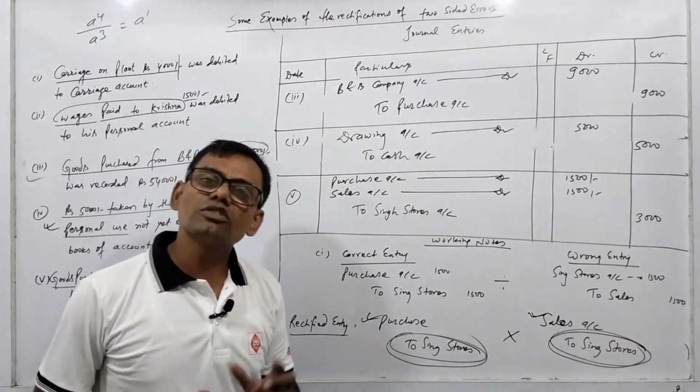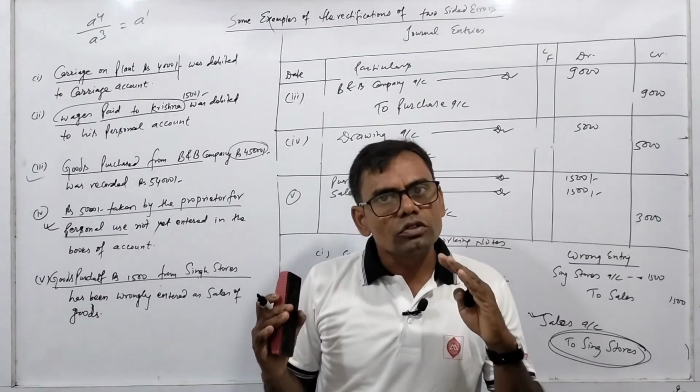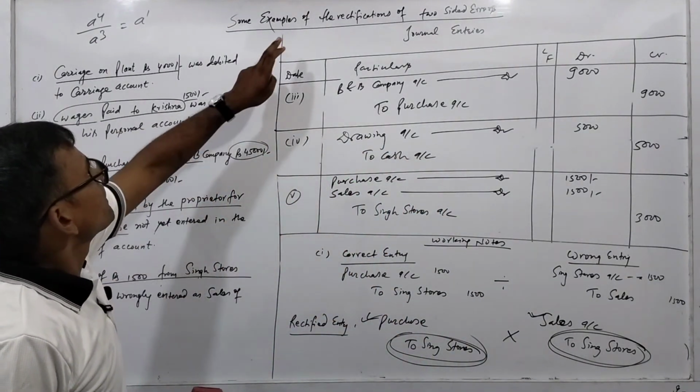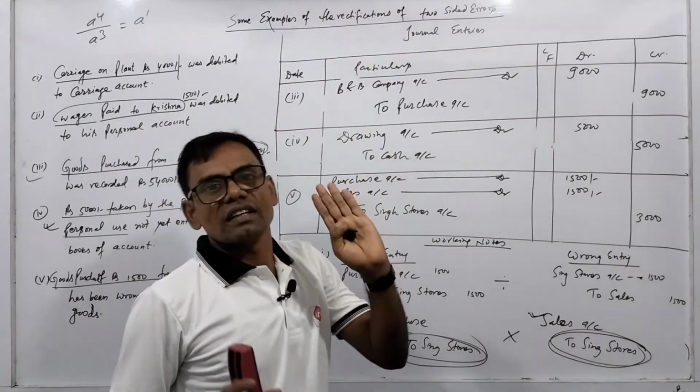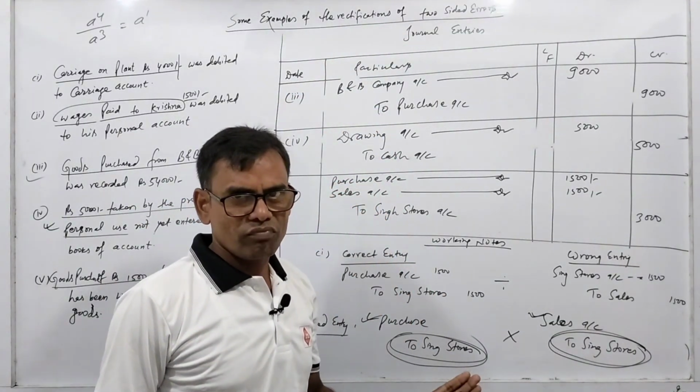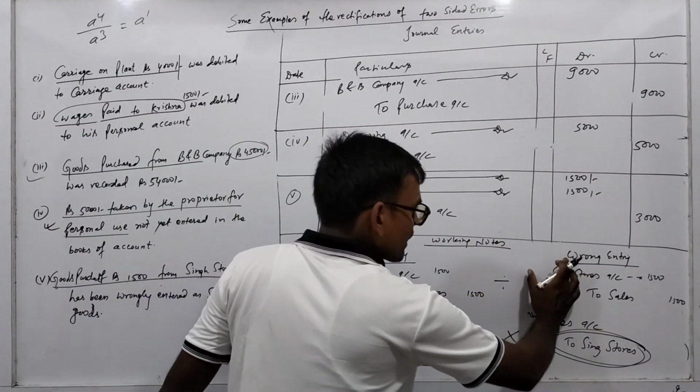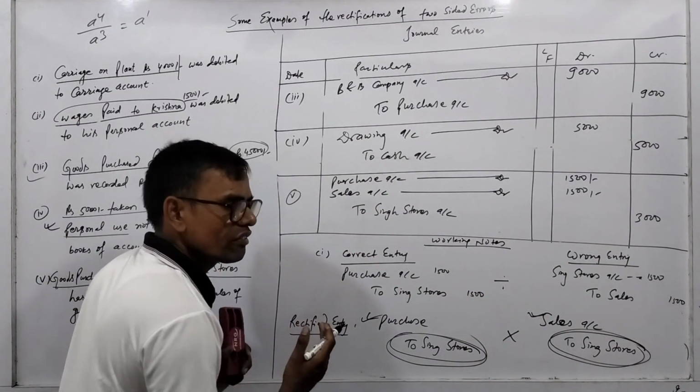Okay, in this way, for two-sided accounting errors we pass rectified journal entries. And the process is correct entry divided by wrong entry, and you will get the rectified entry.